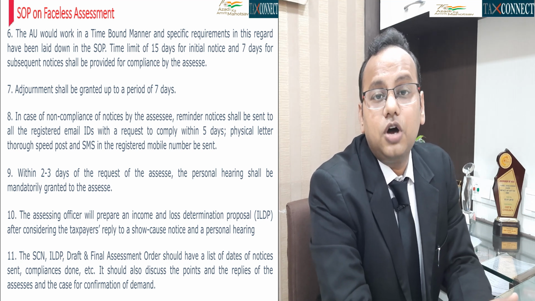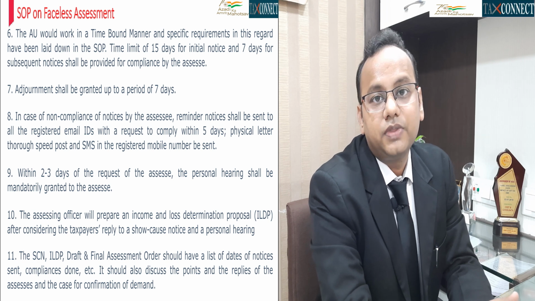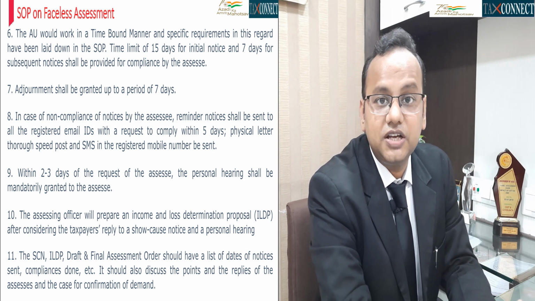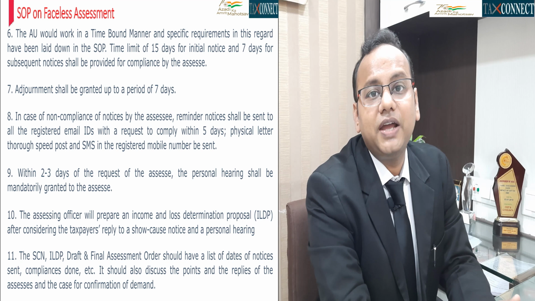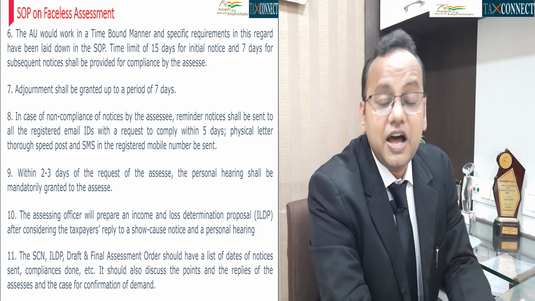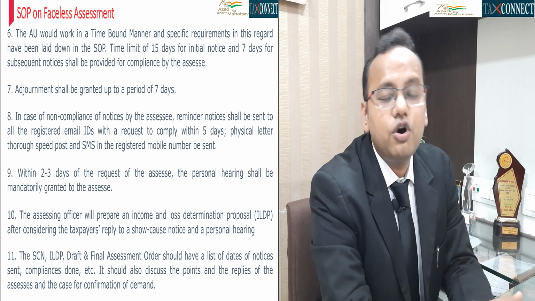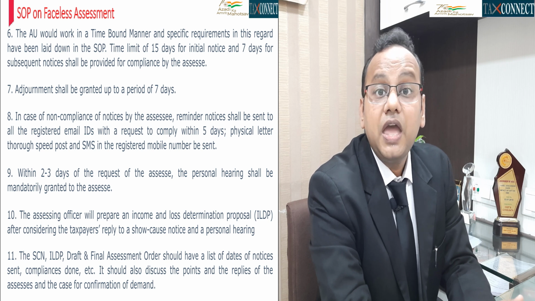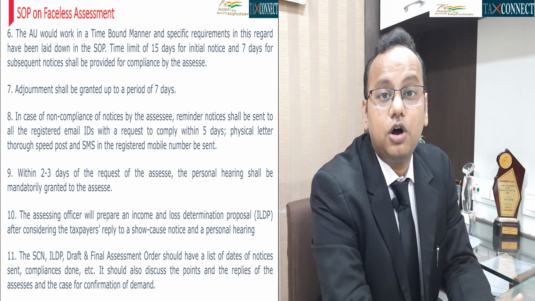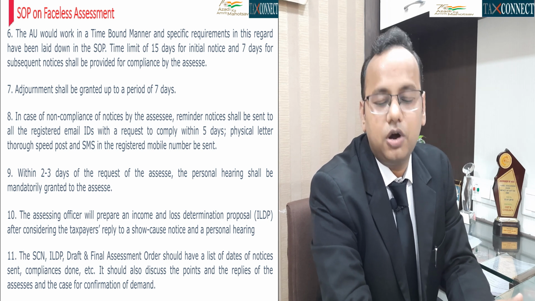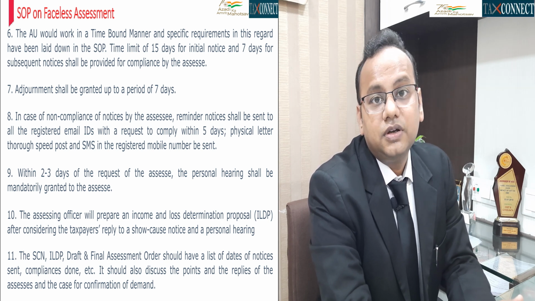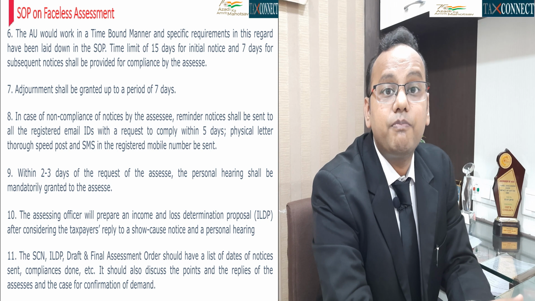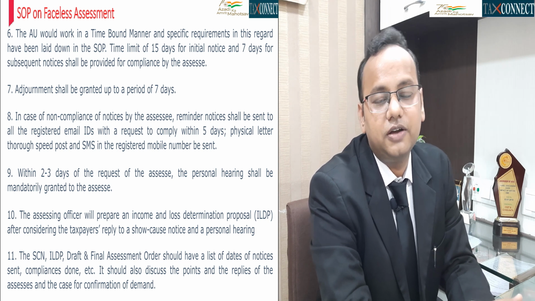An income and loss determination proposal with the essential elements of the assessment order should be passed, which would be reviewed by the review units. Thereafter, a draft assessment order should be passed before finally passing the final assessment order, and the final assessment order should be a thoroughly speaking order so that it is reflected adequately that there is a clear application of mind while passing the assessment order.